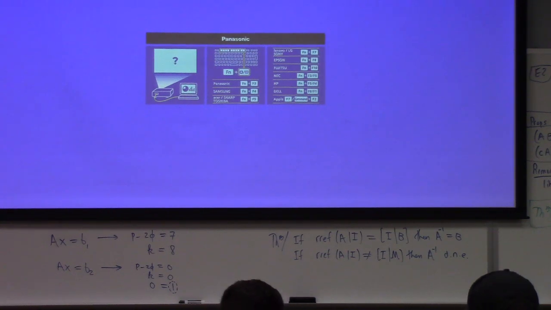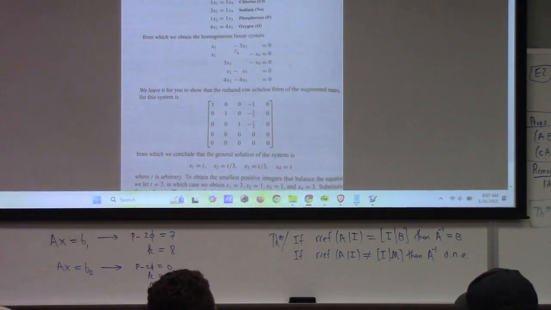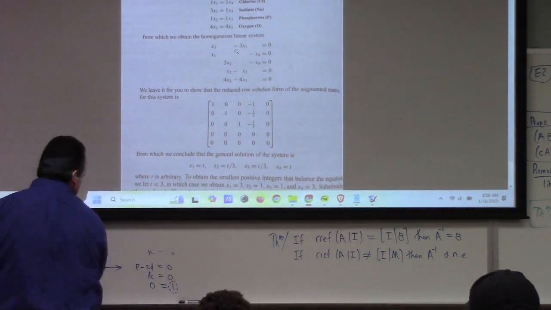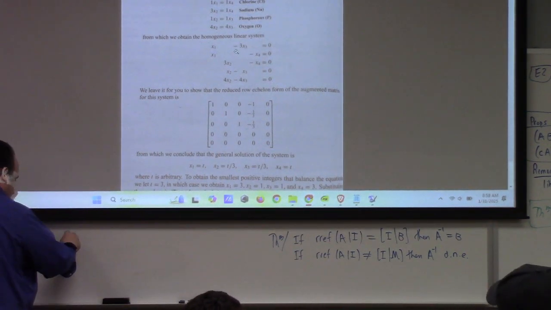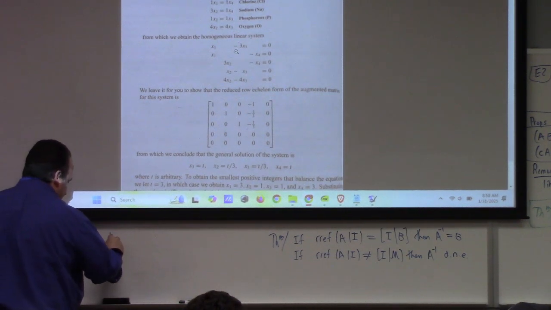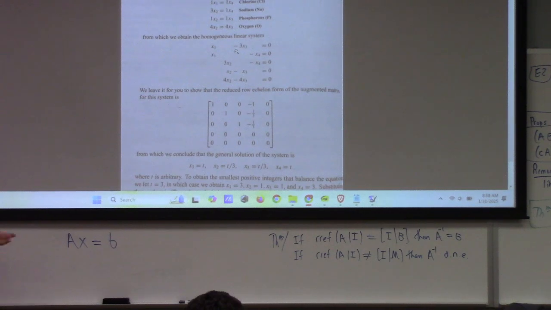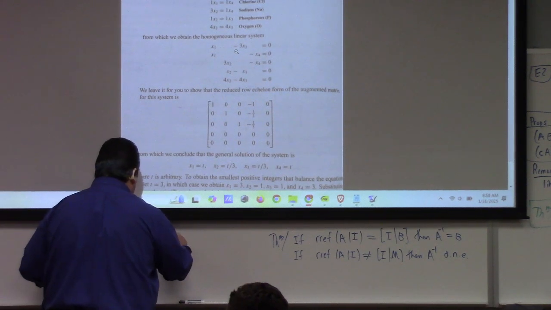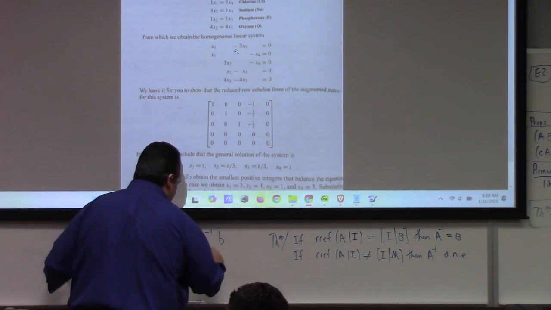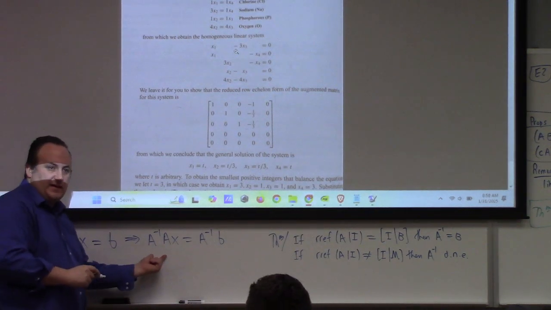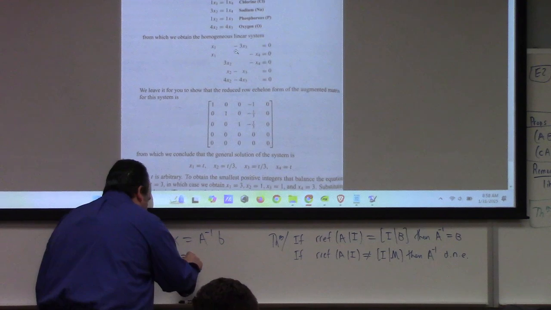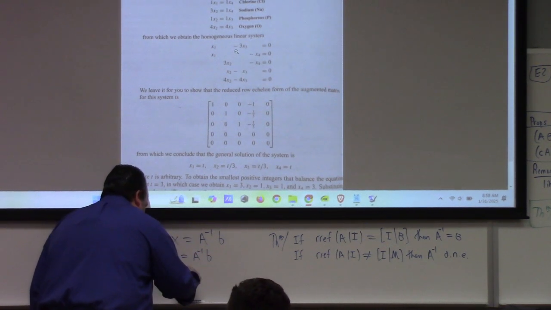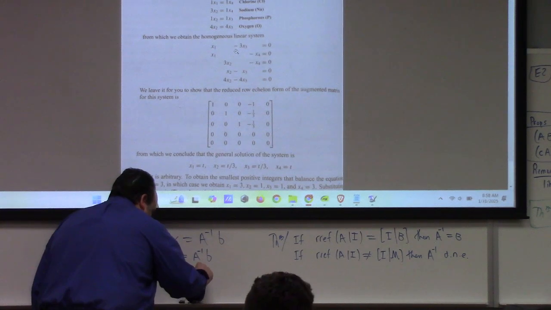It's the elementary matrix, but let me be more explicit. If we know A is invertible, right, and I'm up against the equation Ax equals b, what is the solution? There's only one, the unique solution. I take this equation, and I multiply by the inverse. This implies that A inverse Ax is equal to A inverse b, right? But A times A inverse is the identity matrix, so we get identity matrix times x equals A inverse b, which gives us x is equal to A inverse b.